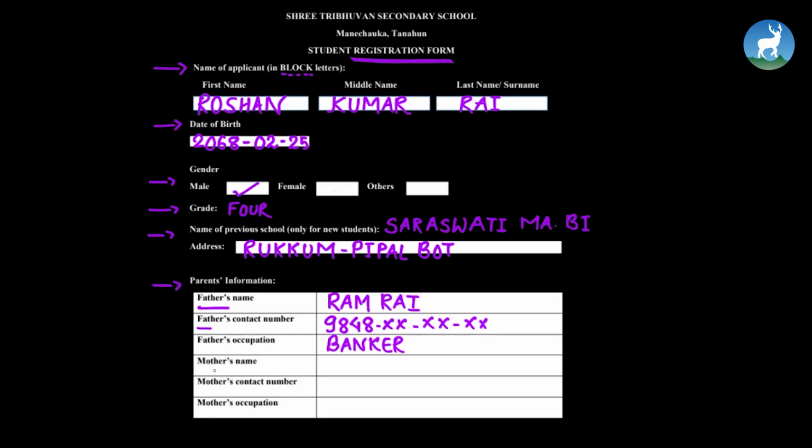Okay, let's move further. Here in the next block we need to write down Roshan's mother's name. So suppose Roshan's mother's name is Sita. Let's write Sita Rai. Okay, so next we need to fill in Roshan's mother's contact number. That means Sita Rai's contact number. Let's fill it in with a number. Let's again assume it to be this, and we are going to give XX, assuming it to be any numbers.